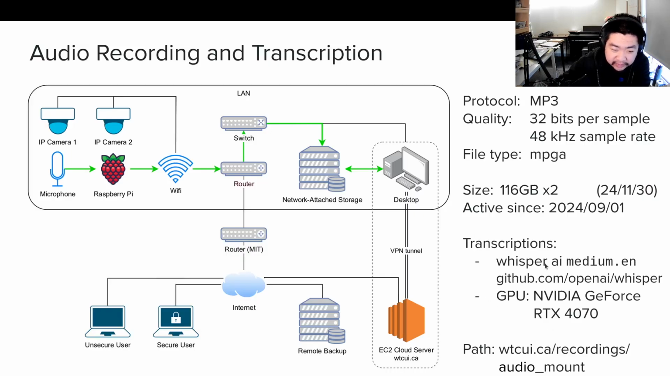I run this on my GPU, so it takes less than 20 seconds per hour of recordings, which is pretty good, I suppose. You can see both the raw recordings and the transcriptions online at this link. Oh yeah, so my desktop pulls the file from the NAS, reads it, and then writes the transcriptions also to the NAS.